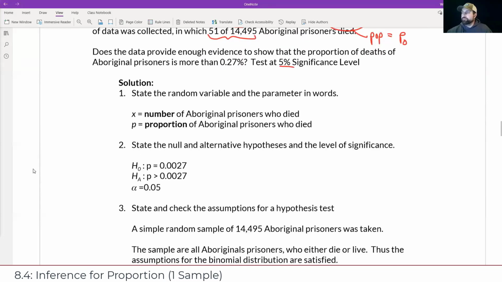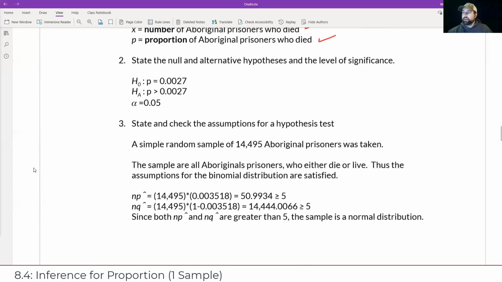So here we go. What are our variables? Aboriginal prisoners who died, the number of them, divided by the total number of Aboriginal prisoners. We use that to calculate an alternative hypothesis. So again, this is our null. This is the population proportion. And we believe our alternative hypothesis is that actually it's higher, that the Aboriginal p-value is higher than the population p-value. And we're going to test it at the 5% level.